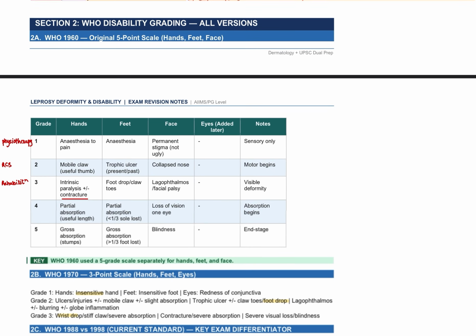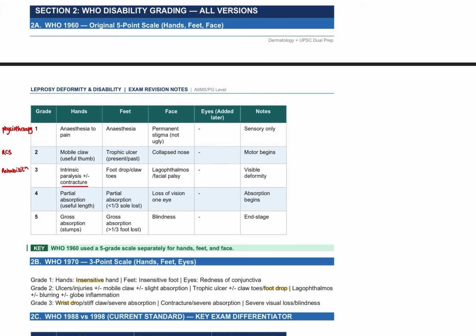Then the WHO disability grading. Initially they were graded in 1960, where the first grade was anesthesia. Anesthesia just requires physiotherapy and prevention of disability. Then mobile claw hand was described as grade 2, which would require reconstruction surgery. Then any contracture, if it happens, or resorption of the bones, would require rehabilitation. So they were graded as 3, 4, and 5.